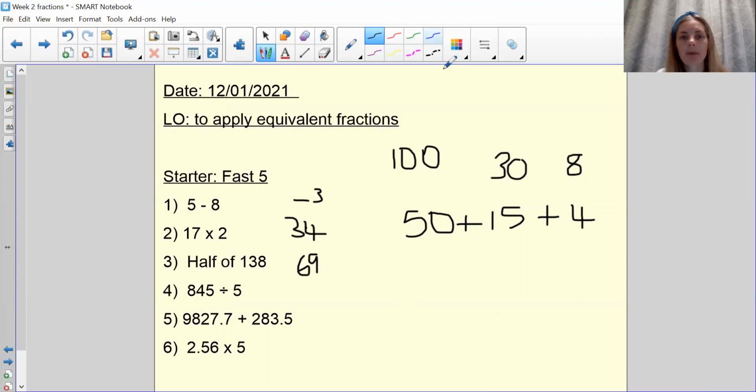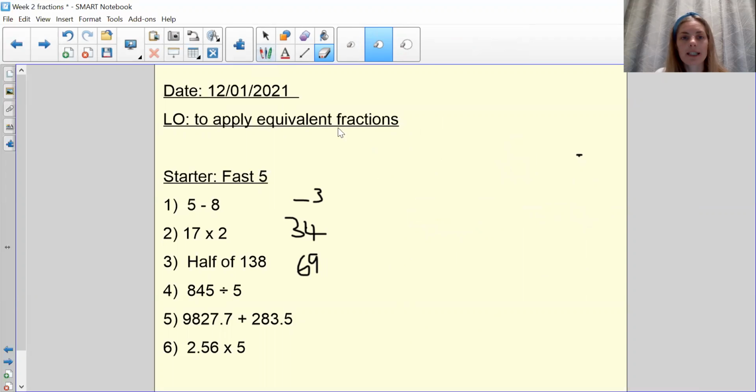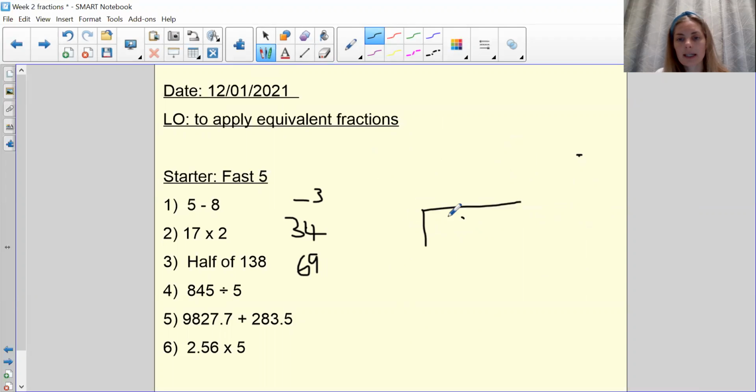Right, now I'm going to use my bus stop method. And I know that this number is going to go in equally because it ends on a 5. 845 divided by 5. Right, how many groups of 5 can I make with 8? I can make 1 group and I'll have 3 left over. How many groups of 5 can I make with 34? I'm going to be able to only make 6 groups and I'm going to be left with 4. And 5 goes into 45 9 times, and my answer is going to be 169.